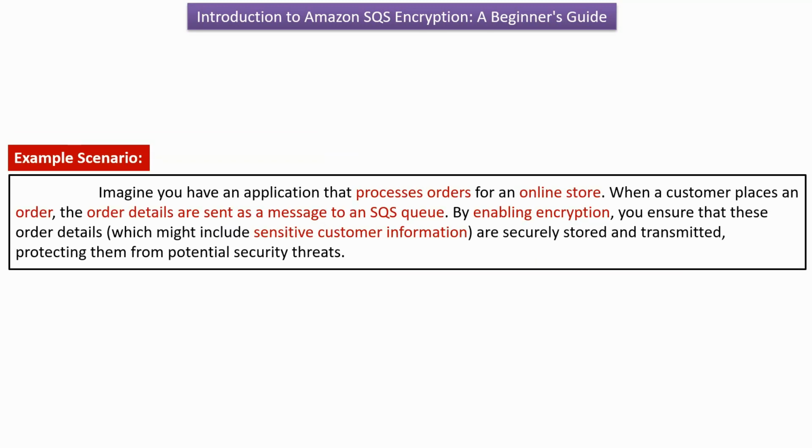Here we will see an example scenario. Imagine you have an application that processes the orders for an online store. When a customer places an order, the order details are sent as a message to the SQS queue. By enabling encryption, you ensure that these order details are securely stored and transmitted. These order details might include sensitive customer information, and encryption protects it from potential security threats.